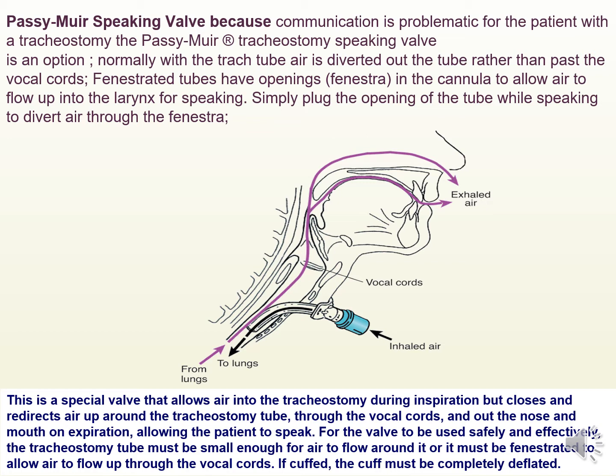This is a special valve. It allows air into the tracheostomy during inspiration, but closes and redirects air up around the tracheostomy tube through the vocal cords and out the nose and mouth on expiration, allowing the patient to speak. For the valve to be used safely and effectively, the tracheostomy tube must be small enough for air to flow around it, or fenestrated to allow air to flow up through the vocal cords. If cuffed, the cuff must be completely deflated.